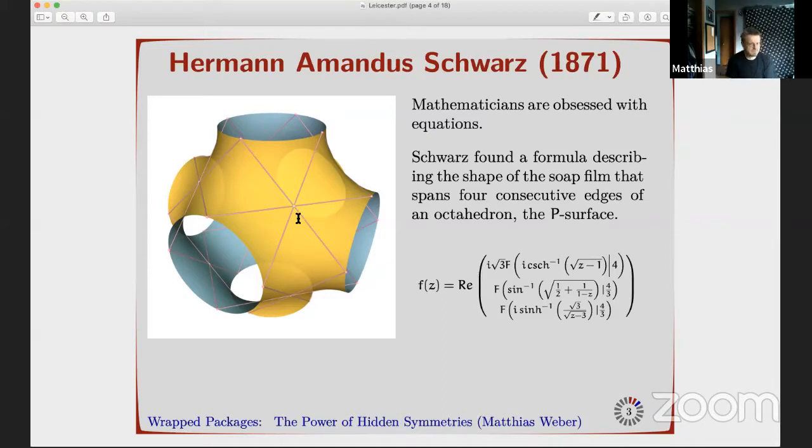And one feature that these minimal surfaces have is that you can use these boundary straight lines, these edges, to extend the surface. So you can take it and rotate this piece about it, and then you get another chunk, and you can keep extending the surface.